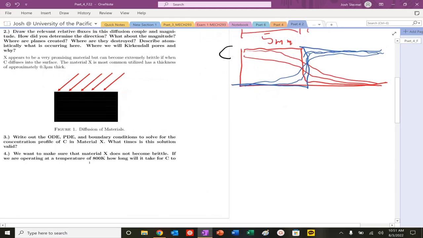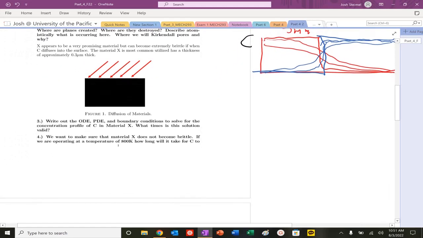X appears to be a very promising material, but can become extremely brittle when C diffuses into the surface. The material X is most commonly utilized has a thickness of approximately 0.3 micrometers thick. So I need to control when C diffuses in. Even at 0.3 micrometers, we can make the semi-infinite assumption for the diffusion of materials in here.